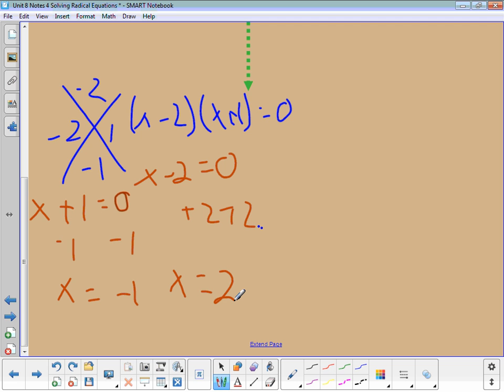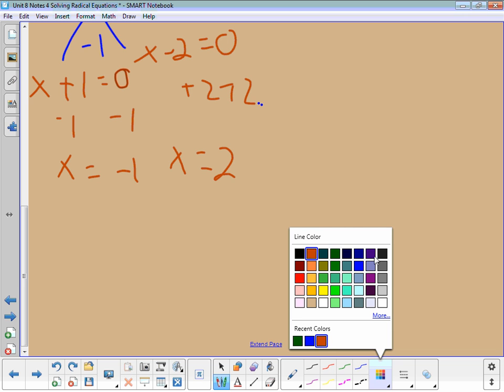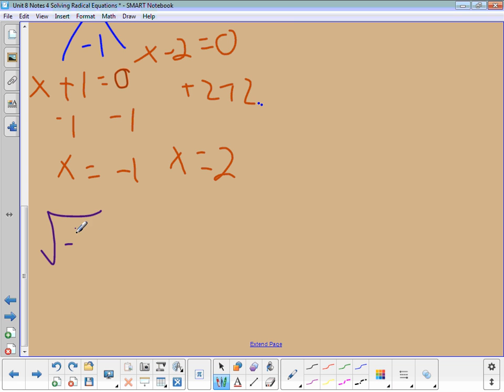Again, I'm not quite done yet. What I actually have to do with each of those solutions is plug them into the original problem. So I'm going to do that right now. I'm going to start with -1. So I have the square root of -1 plus 2 is equal to -1. So then I get the square root of 1 is equal to -1. Well, technically the square root of 1 is 1, but we can't have a radical equal to a negative number. We talked about that earlier on the note sheet. So -1 can't work because we have a radical set equal to a negative number.